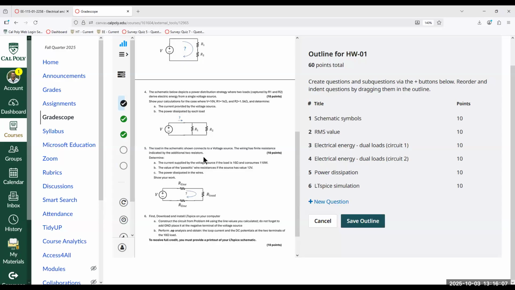Okay, I think I got what the issue was. Now let's see what the answers are. Has anybody else tried to solve problem number 4 yet? Okay. All right. So the load is 10 and consumes 110 watts. So if P is 110 and R is 10, we can use I squared times R. So I would be equal to the root of P over R, right? And so the answer you obtained was 3.32 amps. All right.